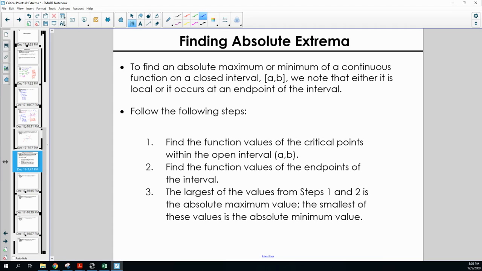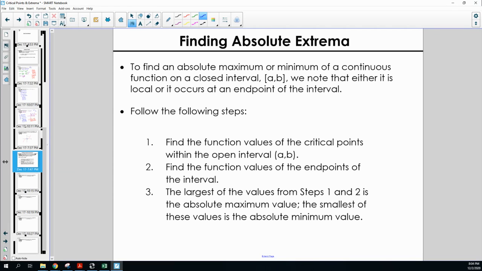Endpoints, remember, can be absolute extrema, but they cannot be local extrema. The critical points are helping us with the local extrema part, and the endpoints are helping us with the absolute. We can't consider the endpoints local, but we have to use them separately because they're not necessarily part of the critical points. Then step 3: the largest of the values from steps 1 and 2 is your absolute max value, and the smallest of these values is the absolute minimum value.